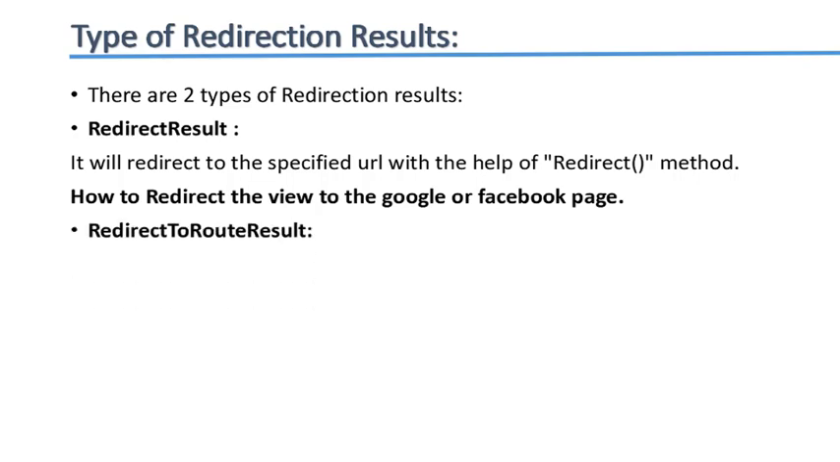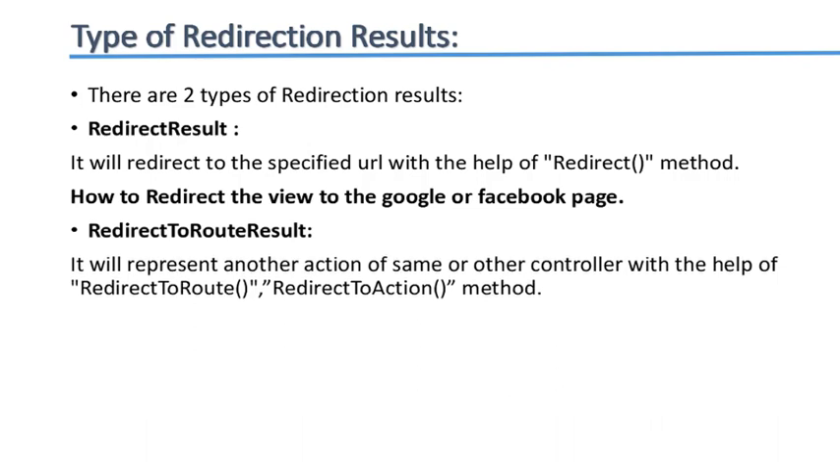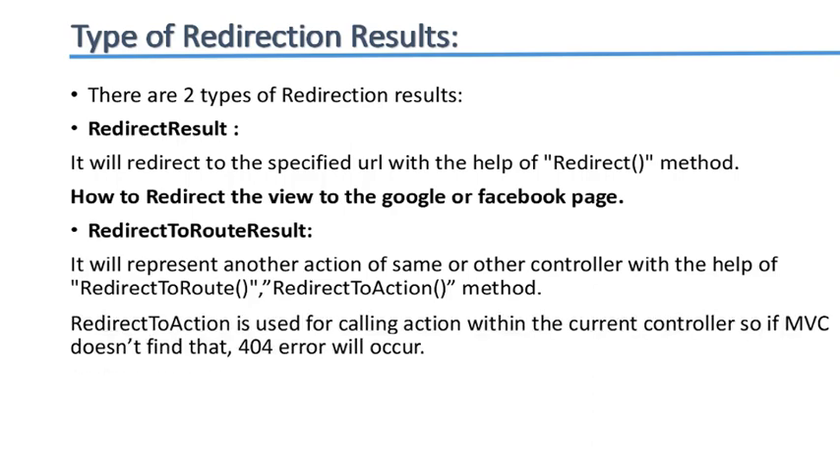The second one is the redirect to route result. The redirect to route result represents another action of the same or another controller with the help of the redirect to route or redirect to action method. We will understand it in more detail programmatically. We will use redirect to action first, and then we will go with redirect to route.